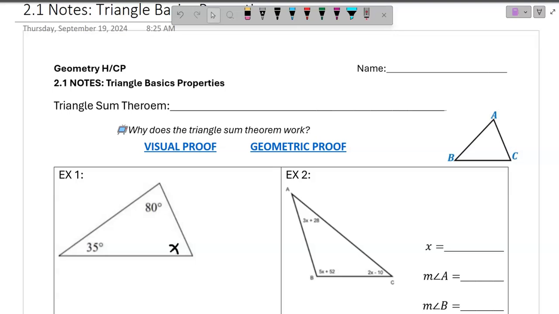So you should have a note sheet or something similar looking to what you see on the screen, and we're going to go through a few important baseline properties that are really going to help us build our understanding of triangles, which is something we're going to study for the majority of the rest of this course.